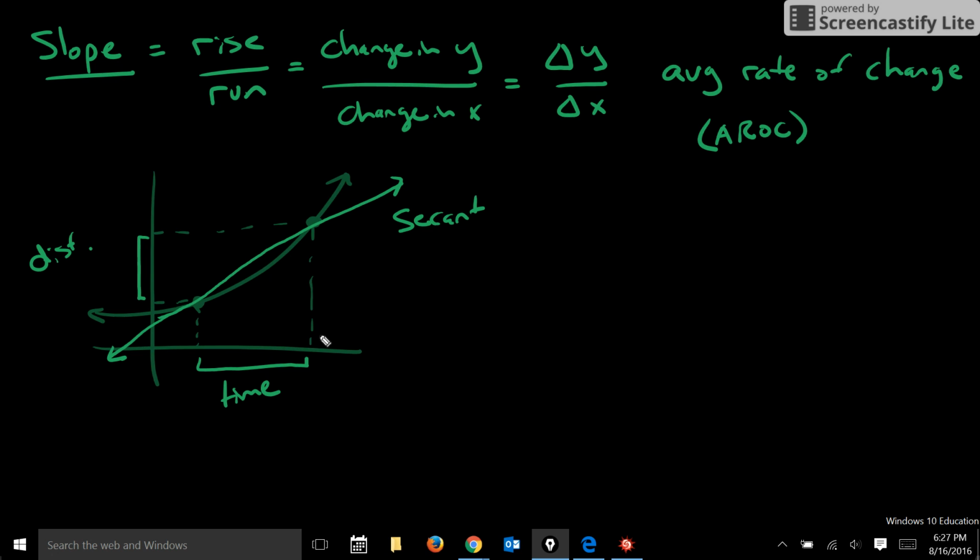Now what if we wanted to get more specific, and instead of over a period of time, we wanted something at one instant in time? That's what we call the instantaneous rate of change.